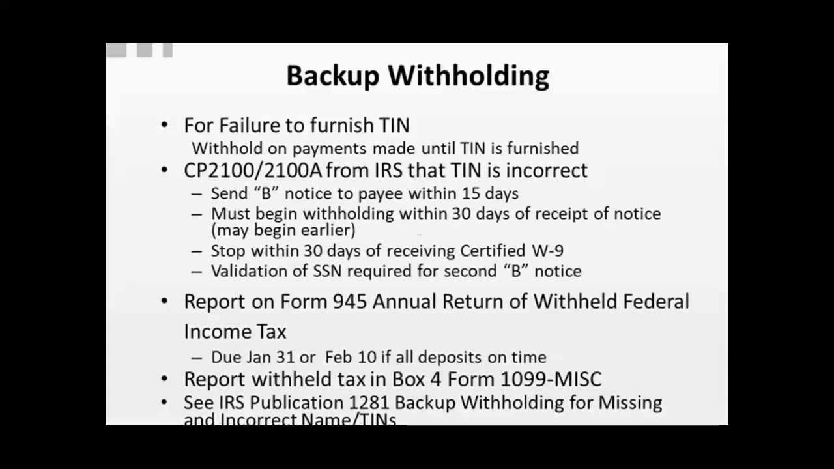That's an annual return of withheld federal income tax due by January 31st, or if you've made all your deposits, February 10th of the year following the year that you withheld it. Report the withheld tax on Box 4, Form 1099-MISC, and there's a backup withholding Publication 1281. That's also in the handout.